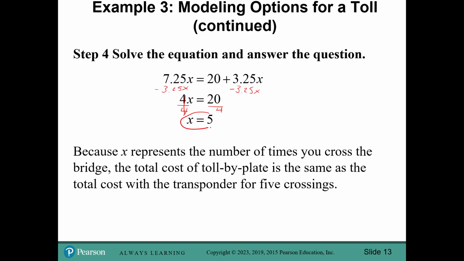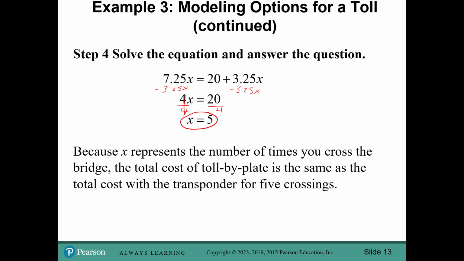So we can see that if we cross the bridge 5 times, we're going to wind up paying the same amount either way. Because X represents the number of times you cross the bridge, the total cost of toll by plate is the same as the total cost with the transponder for 5 crossings. So if I'm crossing it 5 times, it doesn't matter if I'm doing toll by plate or by transponder. It's going to cost the same either way.